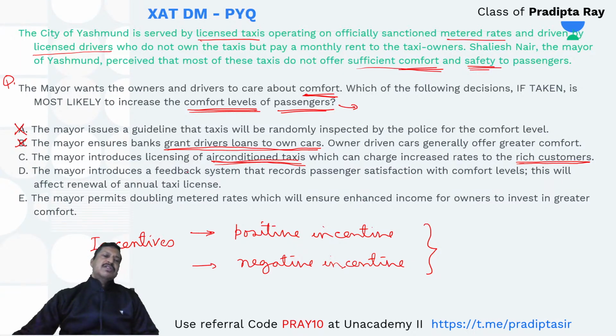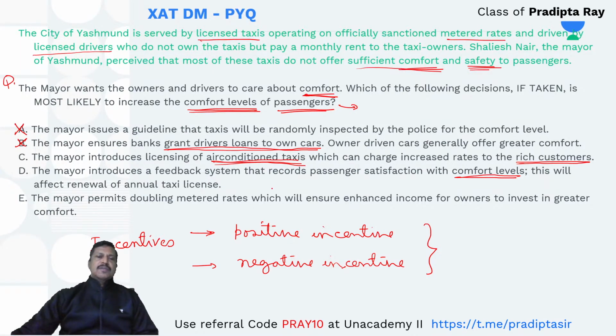Okay, next is the mayor introduces a feedback system that records passengers' satisfaction with comfort level. Yeah, that's quite good, because passengers are actually certifying whether there was comfort in the taxi or not. So that feedback is done. The feedback will check whether the comfort zone is there or not. And then this will affect renewal of the annual taxi license. So there is an incentive. We don't know if it is negative or positive.